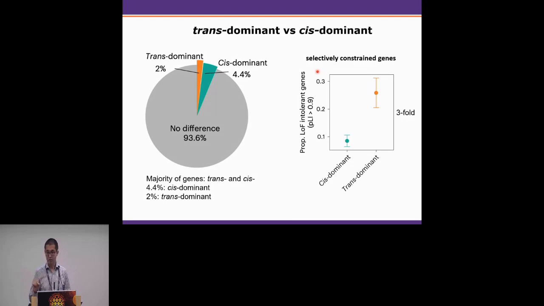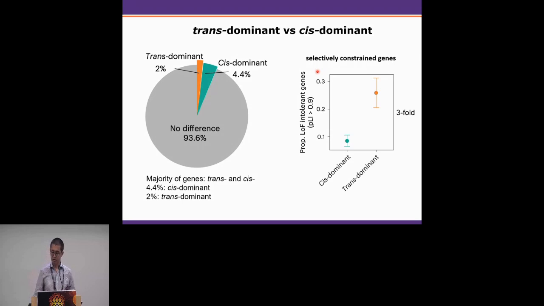But in trans-dominant genes, 27% of them, three-fold of them, are more likely to be selected. That means those genes are important for human survival. It's a very important gene set. It's mainly trans-dominated.